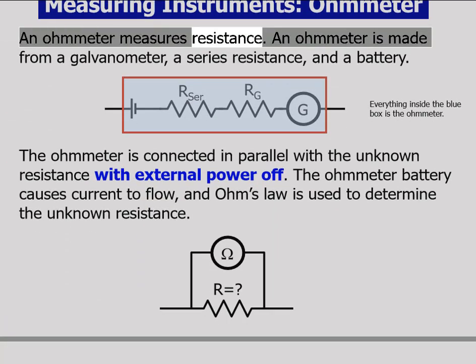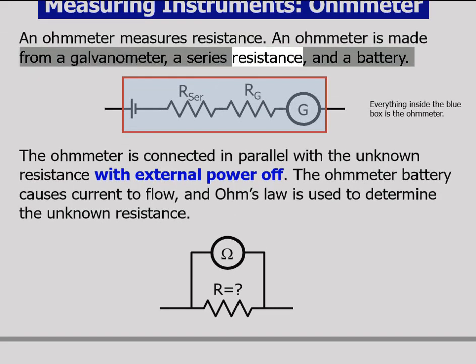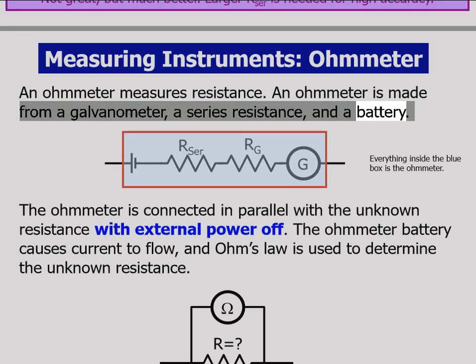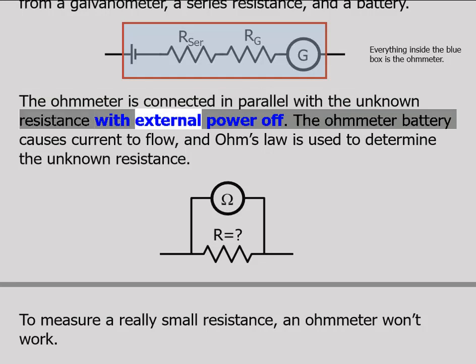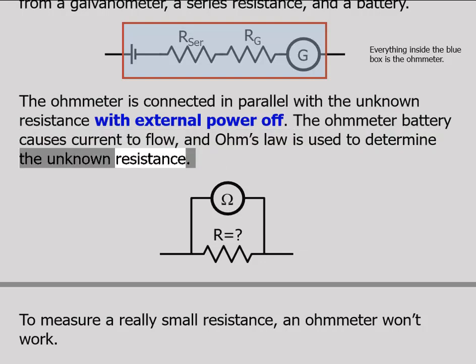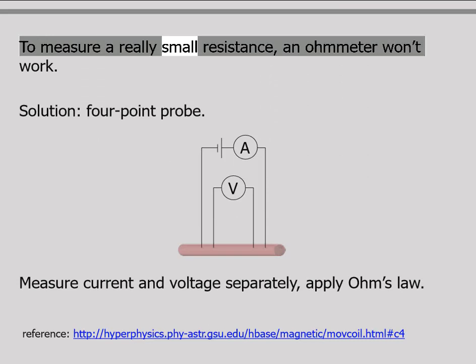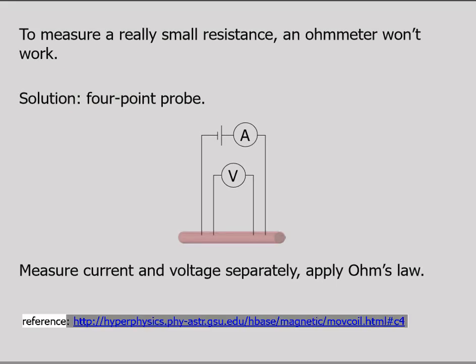An ohmmeter measures resistance. An ohmmeter is made from a galvanometer, a series resistance, and a battery. The ohmmeter is connected in parallel with the unknown resistance with external power off. The ohmmeter battery causes current to flow, and Ohm's law is used to determine the unknown resistance. To measure a really small resistance, an ohmmeter won't work. Solution: 4-point probe.